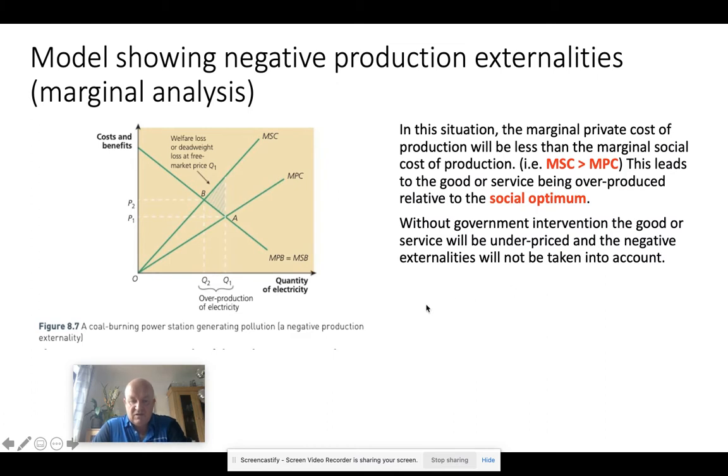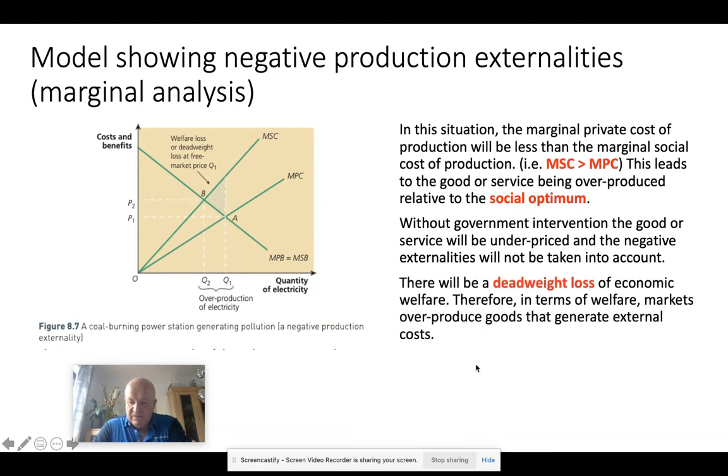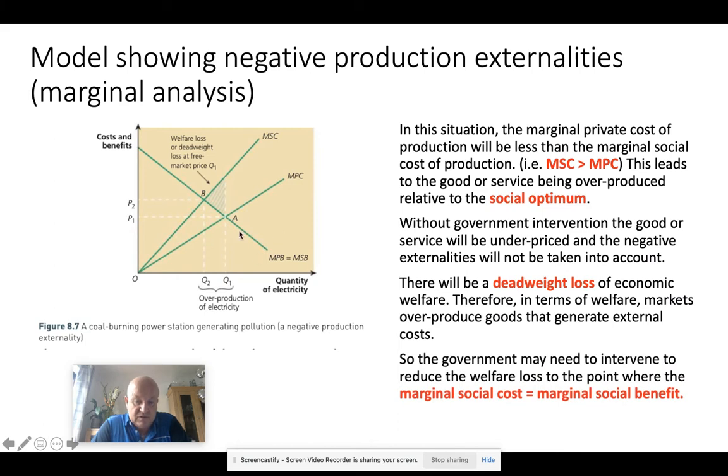So, we get negative externalities when the marginal private cost is lower than the marginal social cost. If you remember that as a principle, that should help you. In this case, we get this deadweight loss in this triangle here, as you can see. So what we're saying here is that we've lost some economic welfare. Because of that, in terms of welfare, the markets will overproduce goods that generate external costs. They will carry on producing because it's obviously in their interest.